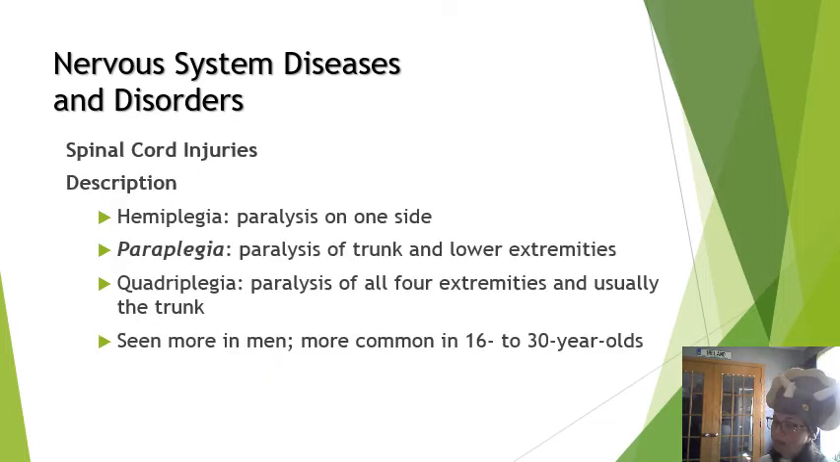All right, let's move on to the spinal cord. Injuries of this nature can be further described as to how the body has become paralyzed. So we have hemiplegia, which is the paralysis, like I mentioned earlier, from one side or the other. We have paraplegia. This is paralysis of the trunk usually, but also the lower extremities, so your legs. Quadriplegia is where all four extremities and usually the trunk is involved. Spinal cord injuries tend to be seen more often in men, especially in the age group of 16 to 30-year-olds. Some injuries are preventable, like parkour, cliff diving, or extreme sports.